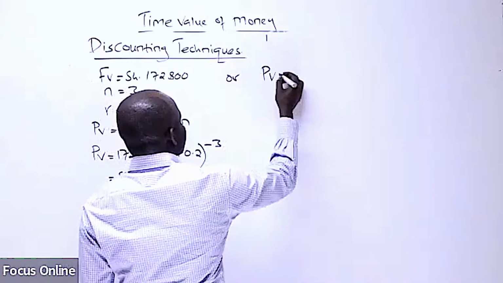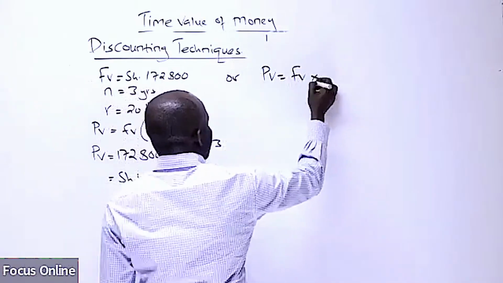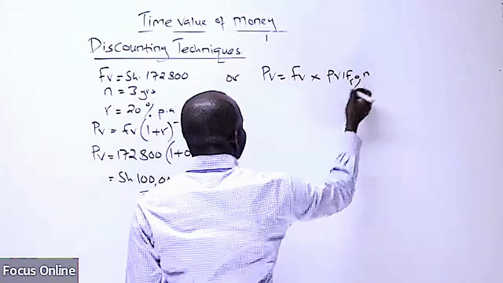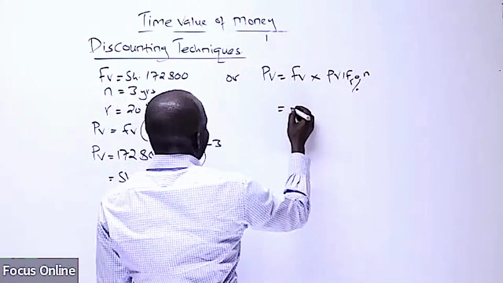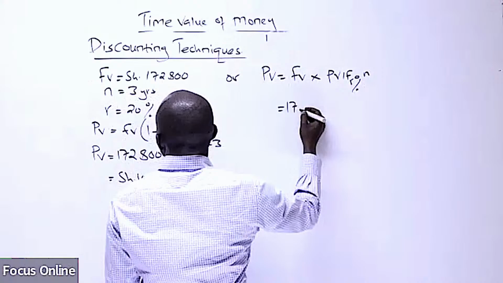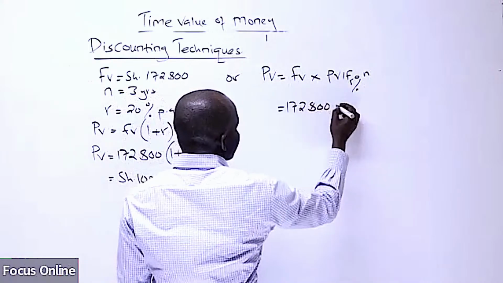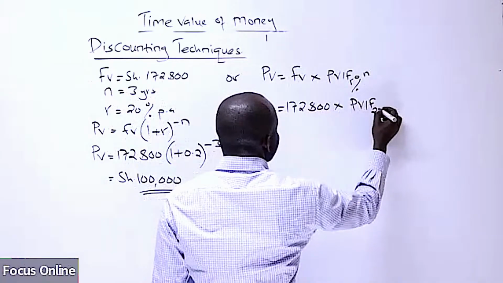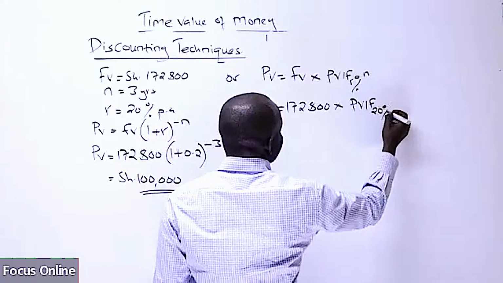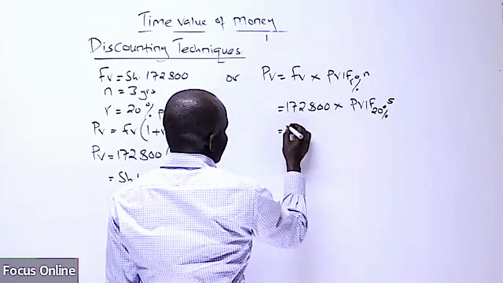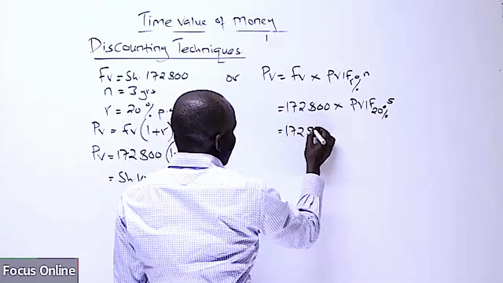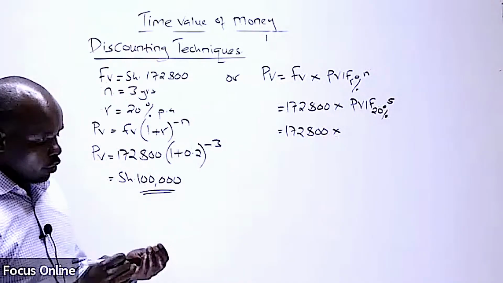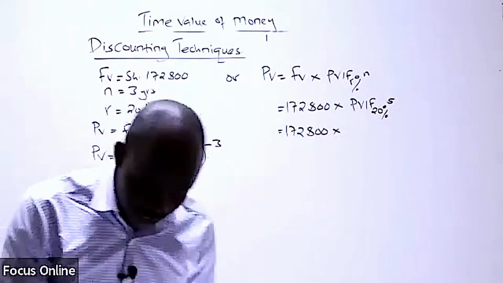Present value is equal to future value times the present value interest factor, R% power n. So here you write 172,800 times the present value interest factor, 20% power 3. So 172,800. This factor now, we are going to read it from the tables, the table that I've just shared.